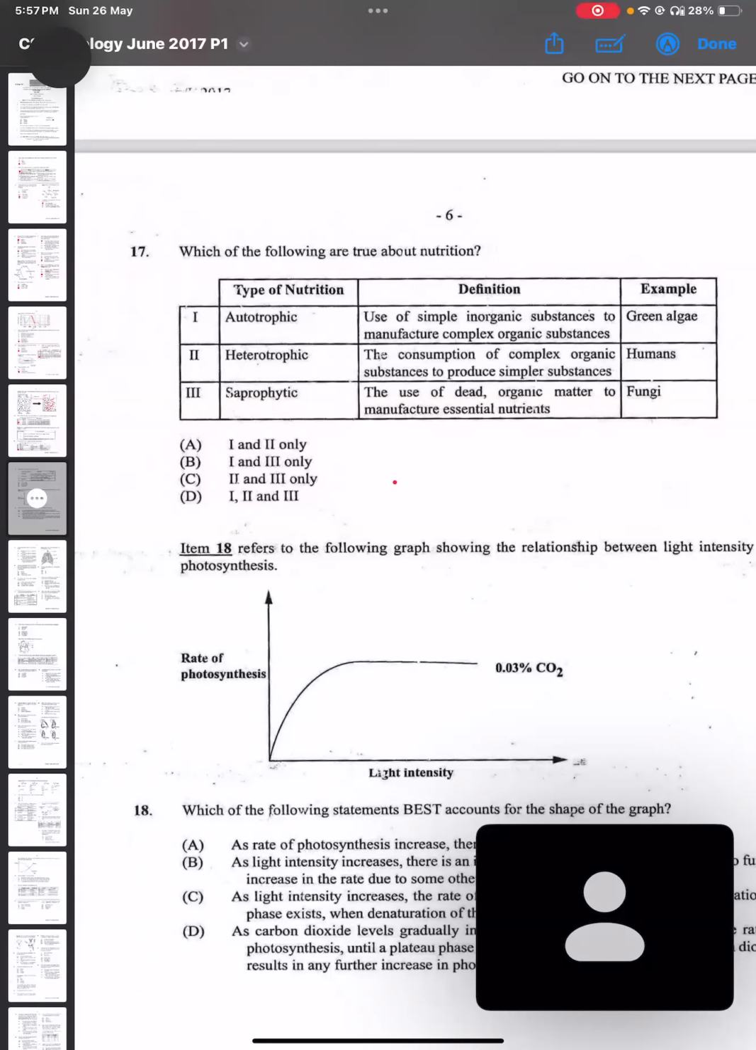For heterotrophic, humans are an example. We know that is right. You consume complex organic substances to give you simpler substances. Again, when you take in glucose, your body breaks it down into carbon, hydrogen, and oxygen. So you're breaking it back down into simpler substances. So that is true as well. And saprophytic, we know that you use dead organisms to get nutrients. So all three of them are correct, and fungi is an example of a saprophyte. So D is your correct answer.